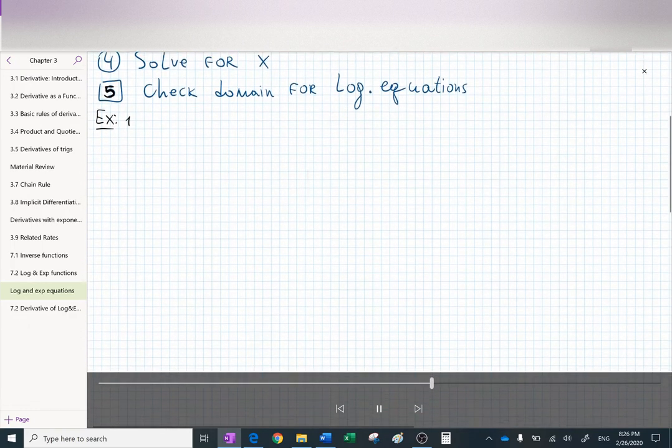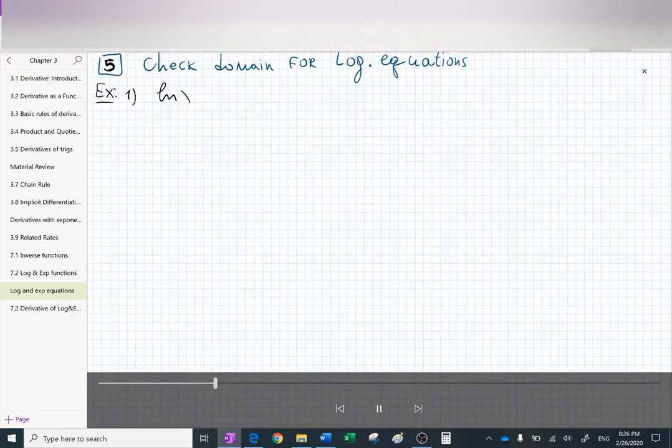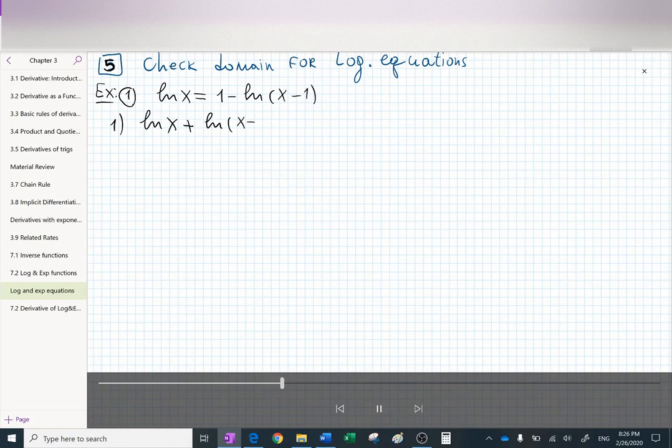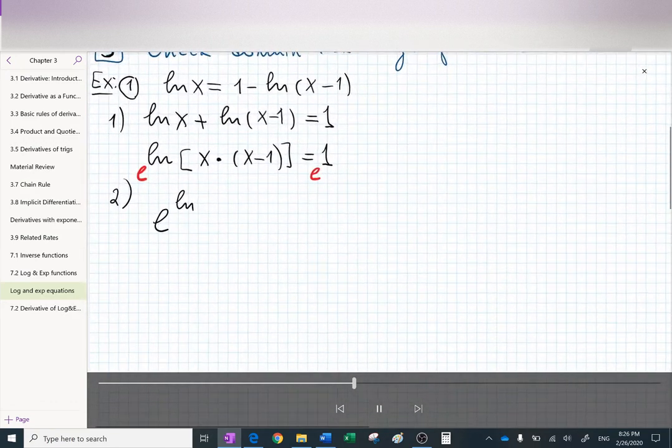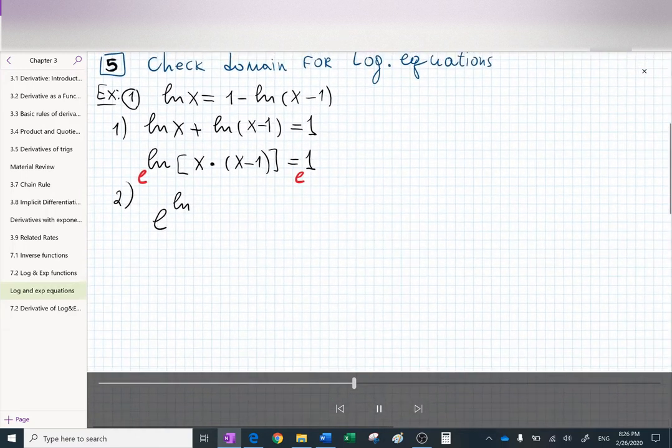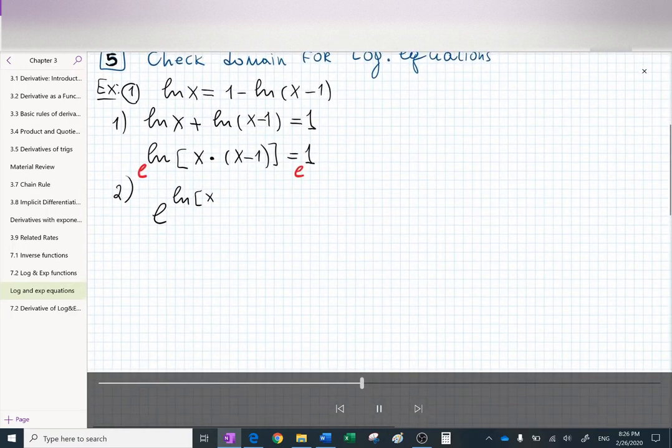Example 1. ln x equals 1 minus ln of x minus 1. I can see two logs, so I'm going to move them to the left-hand side. Then, using laws of logs, I'll have ln of x times x minus 1 equals 1. That means I use log plus log equals log of the product. Now step 2, apply e to both sides.